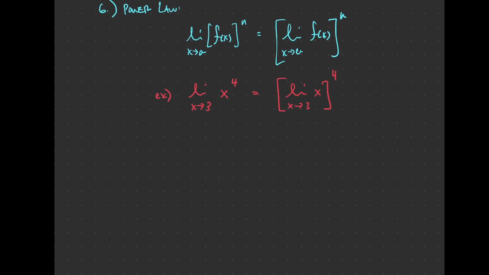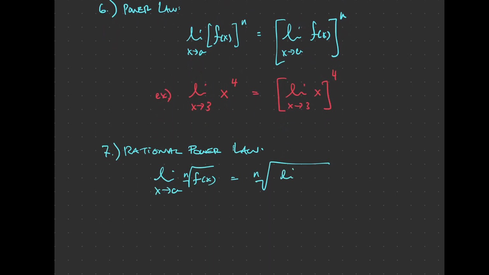Well, there's one more before I want to give you the good news. The last one is the rational power law, or root law. And that says that the limit as x approaches a of the nth root of f of x is the nth root of the whole limit. Okay, so very similar to before.